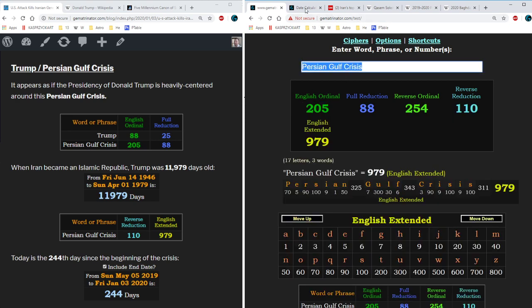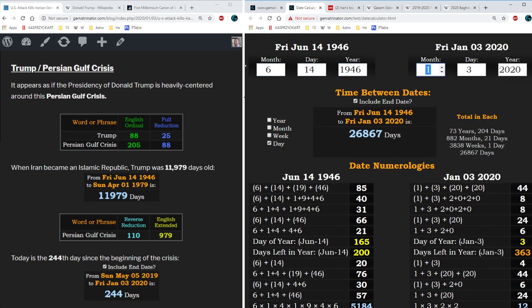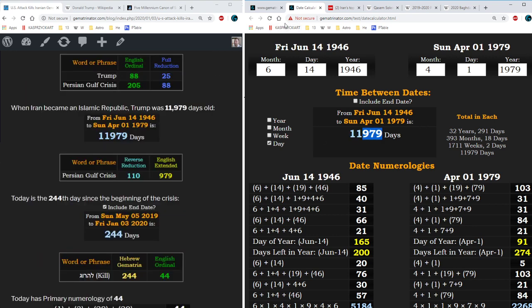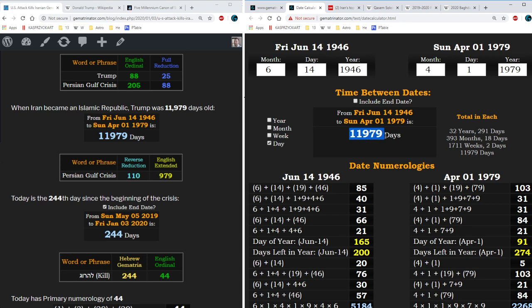But we're not done. As we mentioned, Donald Trump born on the 14th of June in 1946. This means that when Iran became an Islamic republic, he was exactly 11,979 days old. If you look deeper into the Gematria of Persian Gulf crisis, you get 110 and 979. Again, just like his age when Iran became an Islamic republic.